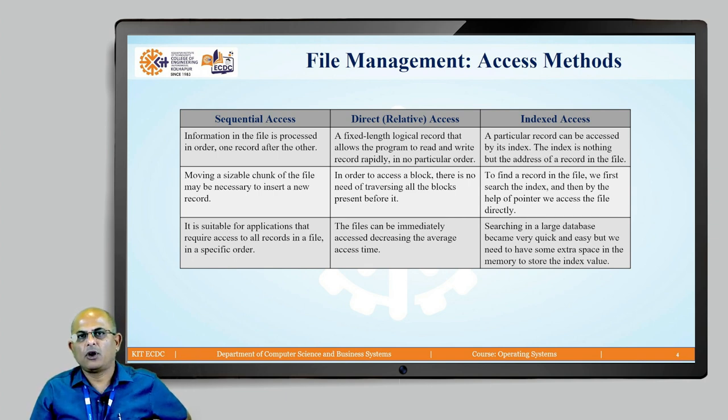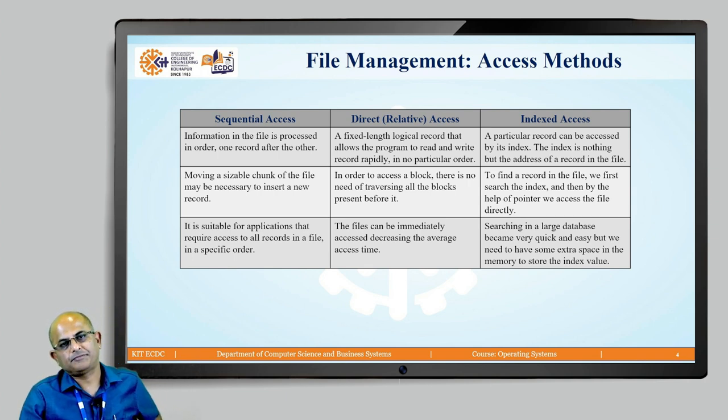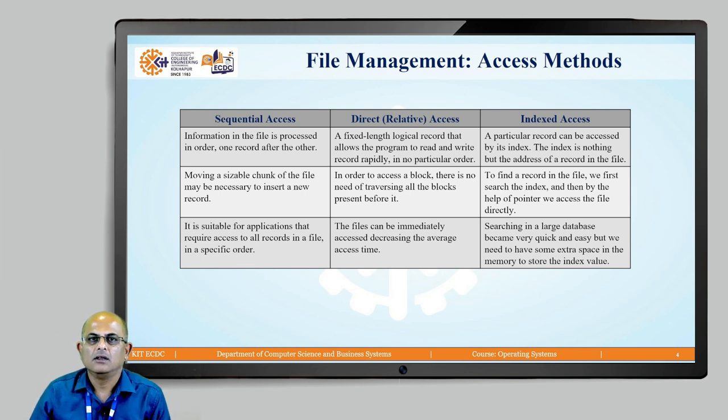In case of direct access, in order to access a block, there is no need to traverse all the blocks present before. Directly you can go to that particular location without traversing all the records previous to the record we are searching. That is why it is called direct access. Then comes indexed access. Here, to find a record in the file, we first search the index, and then with the help of the pointer we access the file directly.